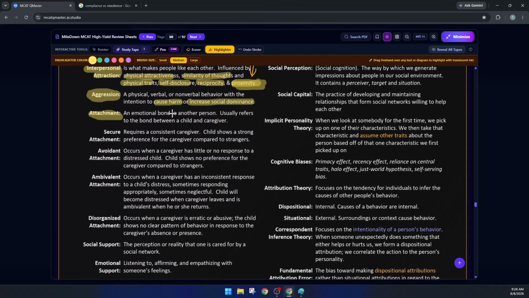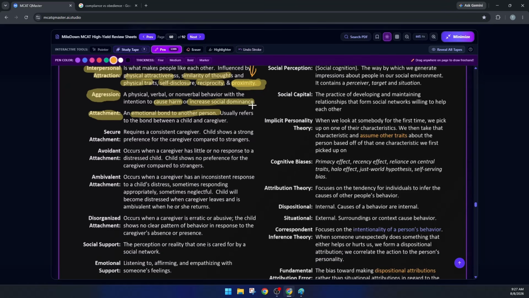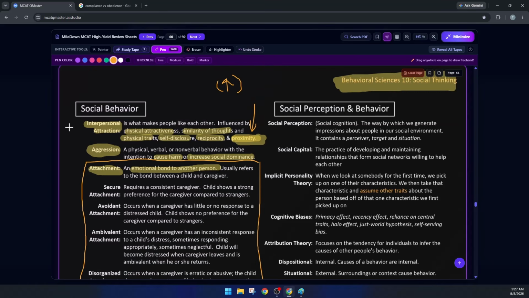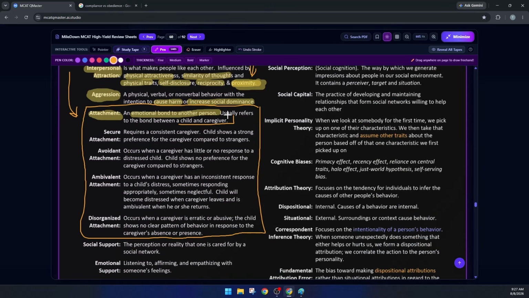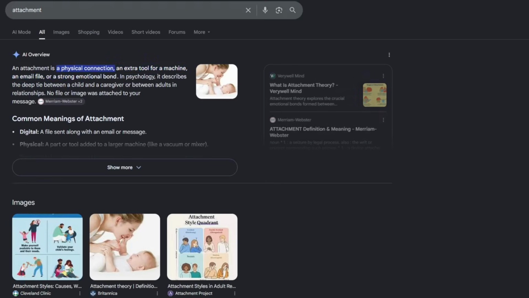Attachment is an emotional bond to another person. Usually, in psychology, it refers to the bond between a child and caregiver. I know in movies, you might see romantic movies about attachment, but that's a different thing than the attachment we're talking about here. The attachment here is usually between the child and caregiver, and they did a lot of studies on that. If a child had a secure attachment to their caregiver, that means the child shows a strong preference for the caregiver.